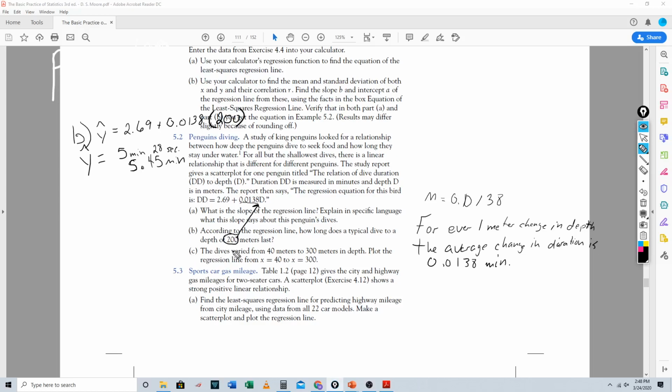Now, the dies varied from 40 meters to 300 meters. Plot the regression line from 40. I'm not going to do that because I don't have the data. There's no point in plotting a regression line without the data. This basically wants you to show that the regression line starts at 40 and goes to 300, and really it just means that you need two parts. Let me erase that.